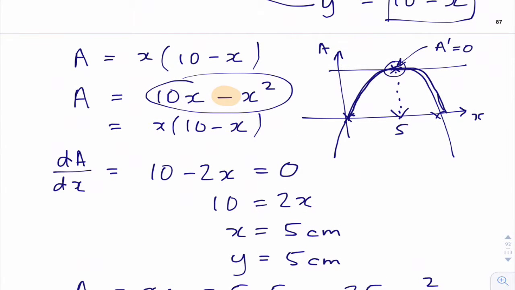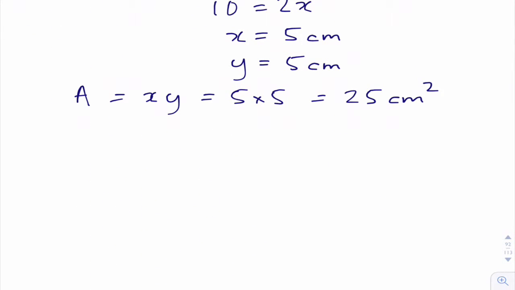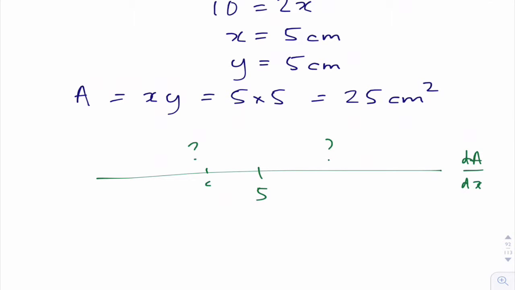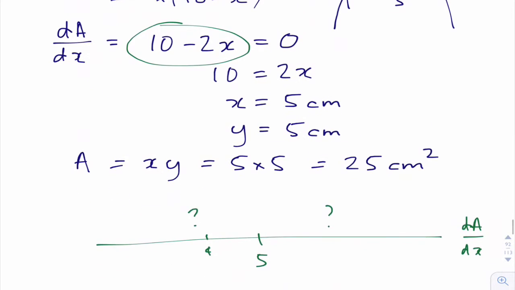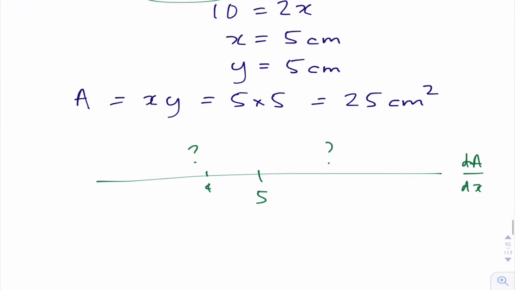Another way to work out if you've got a maximum or a minimum is to just look at what's going on at the derivative either side of your stationary value. So what do I mean by that? Here's the derivative, dA/dx, and we've found that 5 is where the derivative is equal to 0. So let's take a value like 4 before that and substitute it into the derivative. Remember, the derivative is 10 minus 2x. So 10 minus 2 times 4, 10 minus 8 is 2. So it's positive. The slope of the curve is going up before 5.